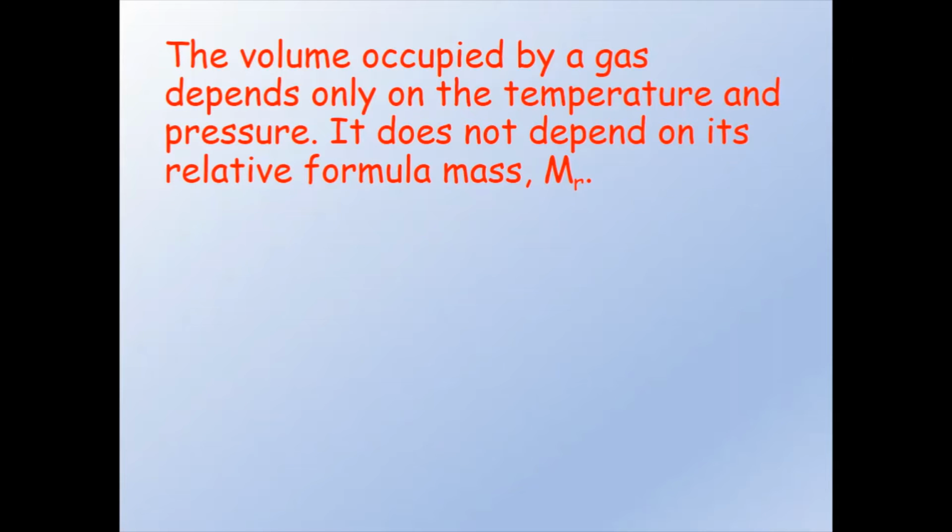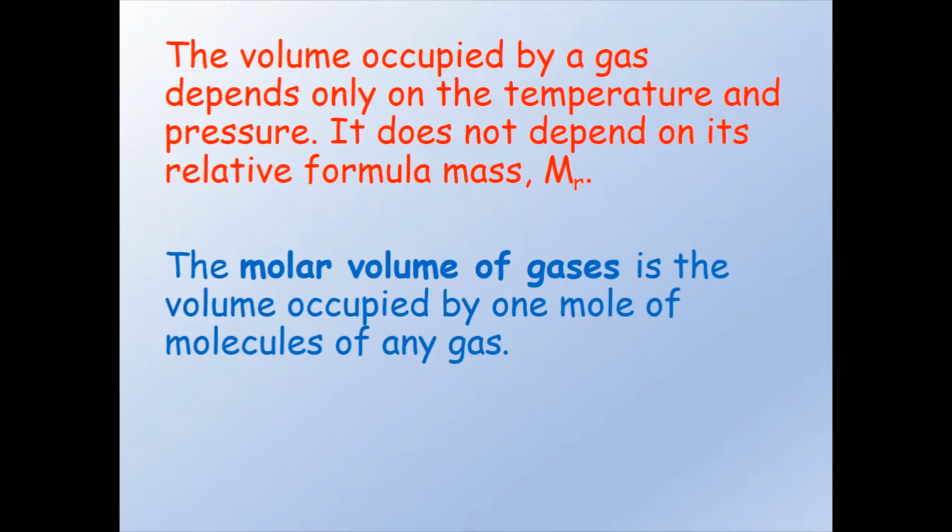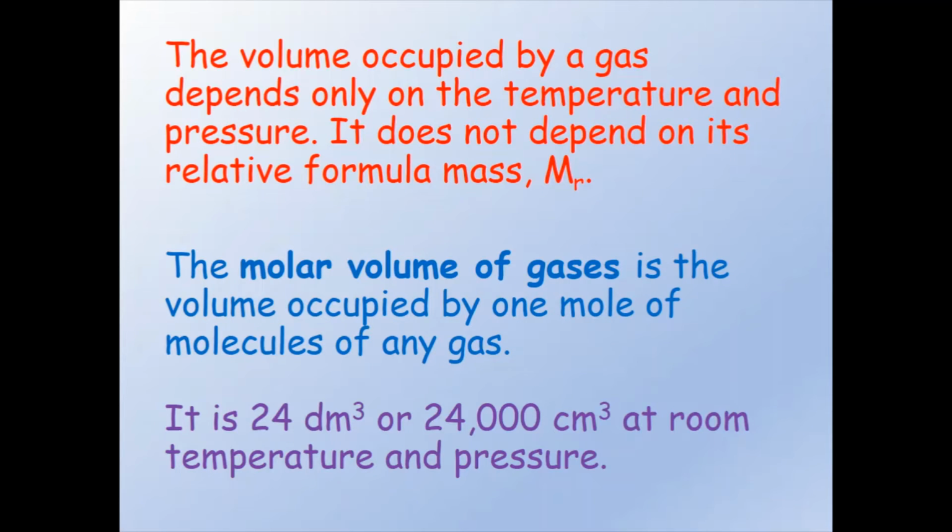The volume occupied by a gas depends only on the temperature and pressure. It does not depend on its relative formula mass Mr. The molar volume of gases is the volume occupied by 1 mole of molecules of any gas. It is 24 dm³ or 24,000 cm³ at room temperature and pressure.